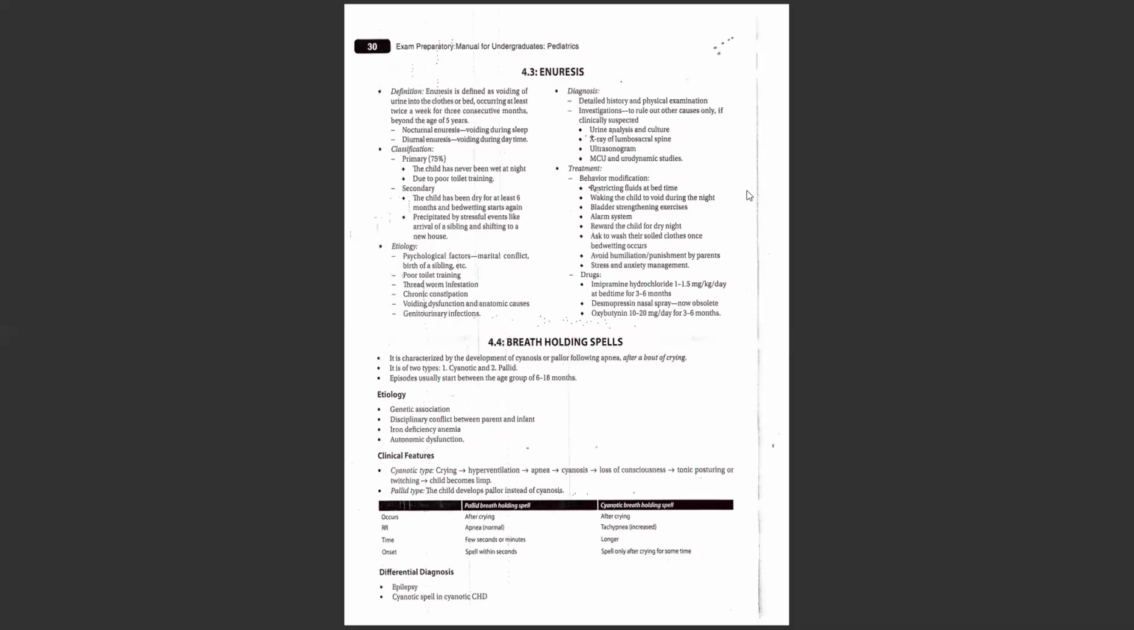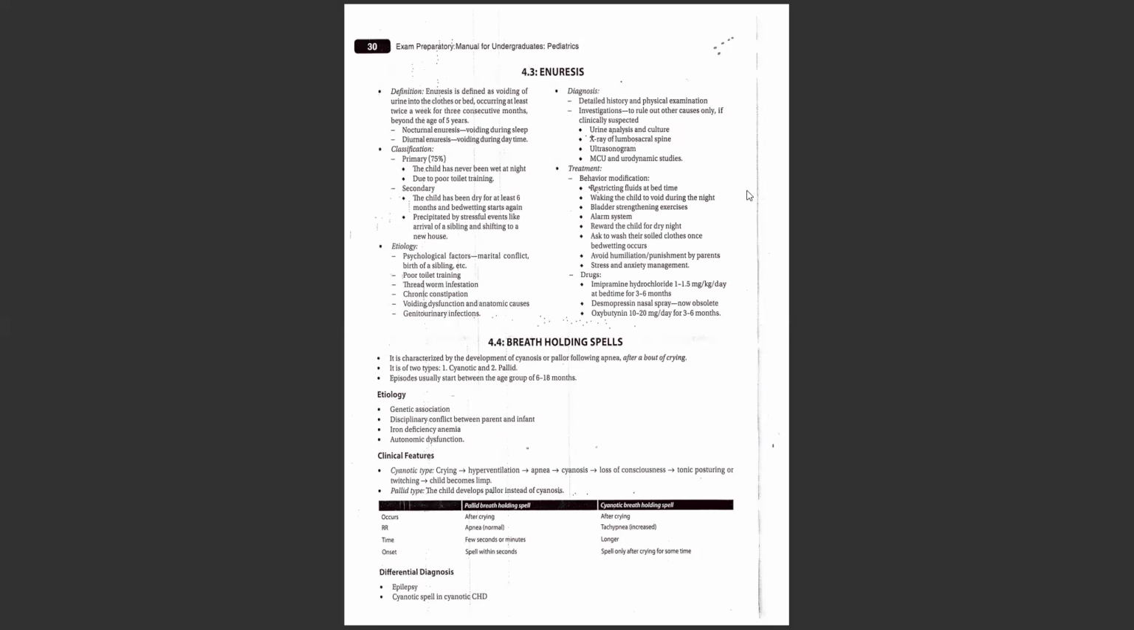Then we have enuresis. Enuresis is defined as the voiding of urine into the clothes or bed occurring at least twice a week for 3 consecutive months. Within the age of 5 years, enuresis is usually normal, but beyond the age of 5 years, it is abnormal.